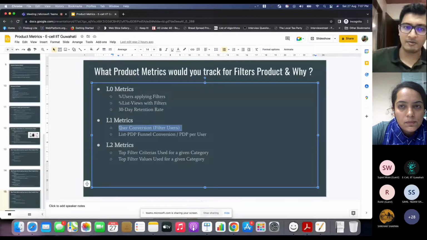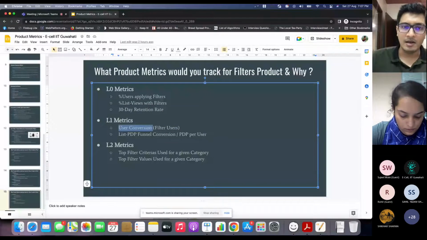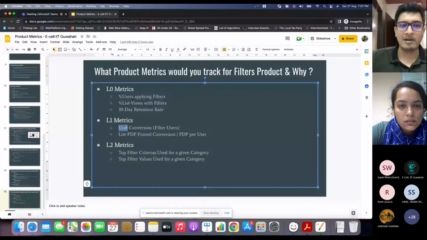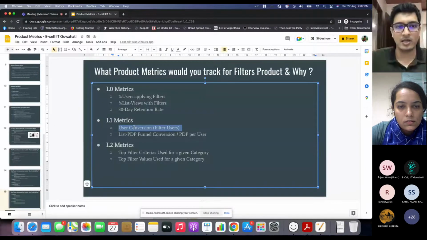And why is this an L1 metric? Because it's not necessarily that filter alone is driving user conversion. User conversion will be driven by a lot of things. Hence, it's added as an L1 metric. But to gauge the success or impact of any product change that you make in a filters product, you will measure the user conversion impact, because that's how you will get to know if it is eventually leading to more users placing orders or not.